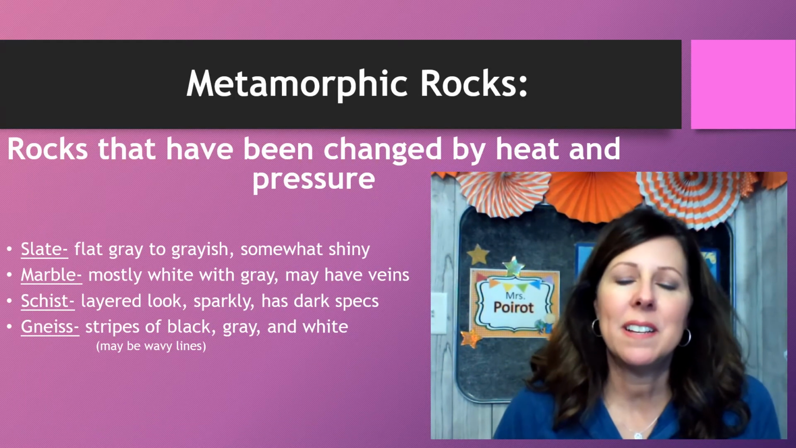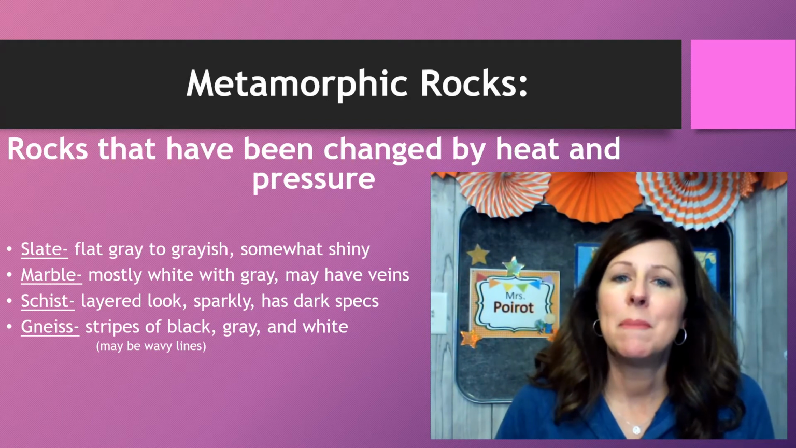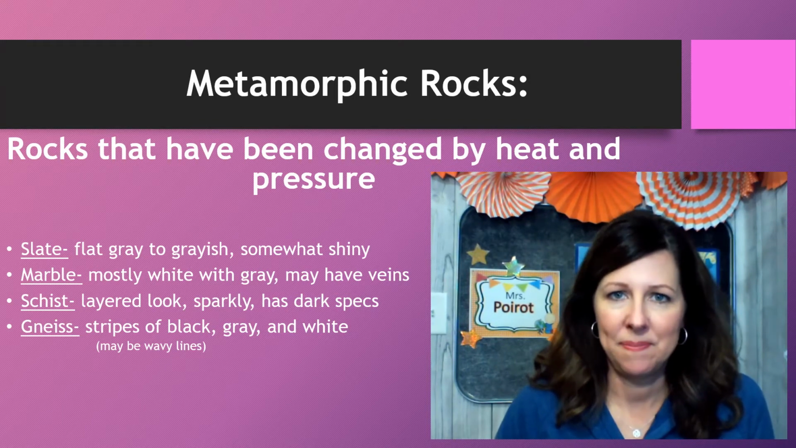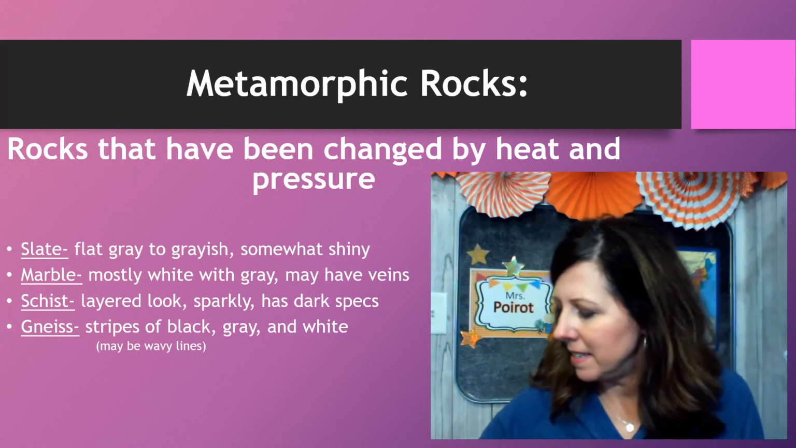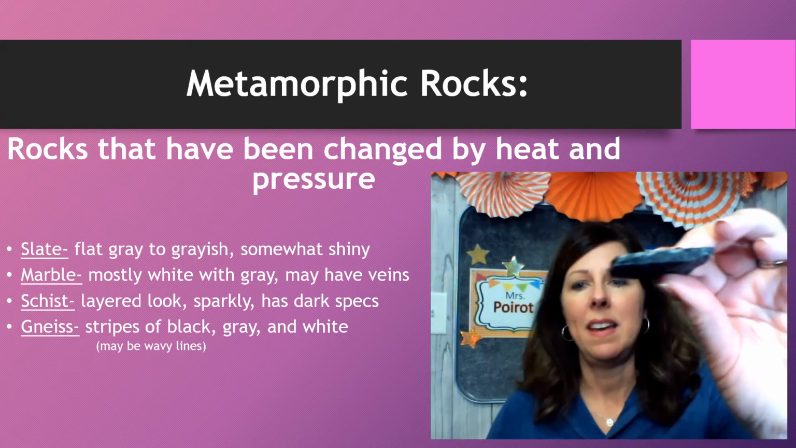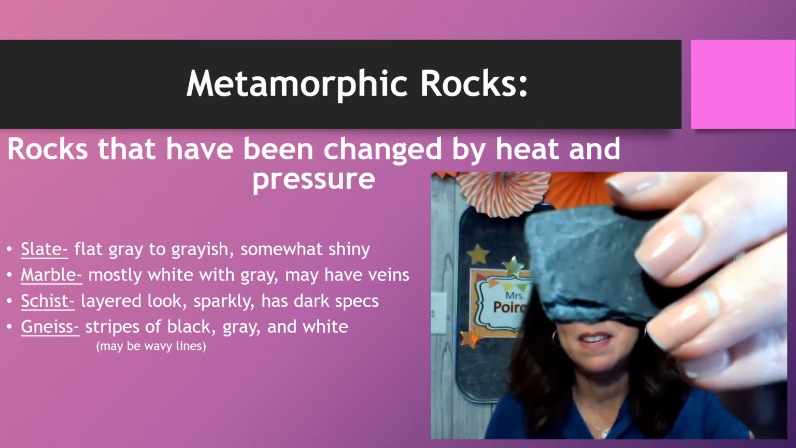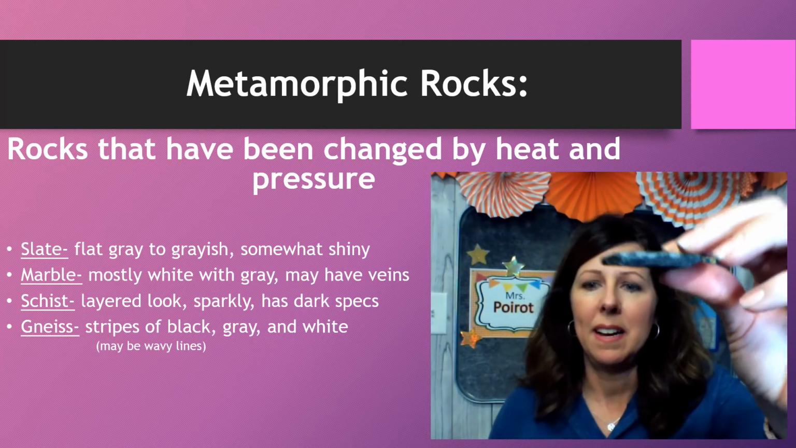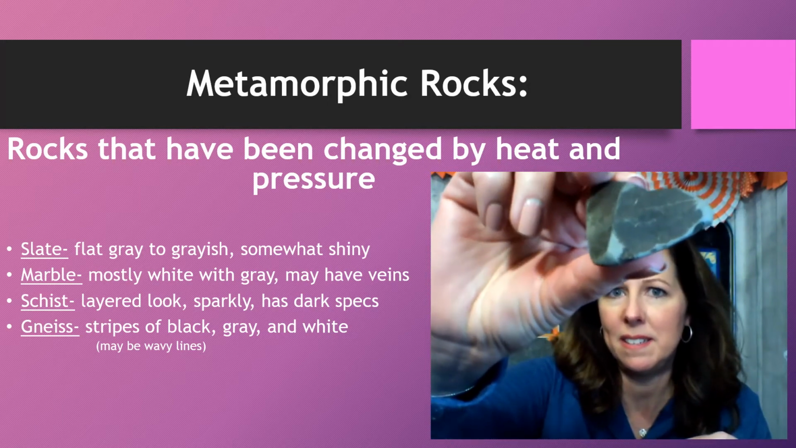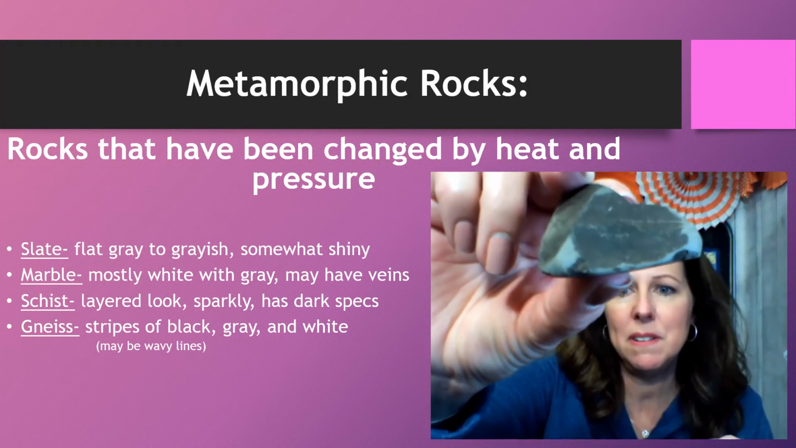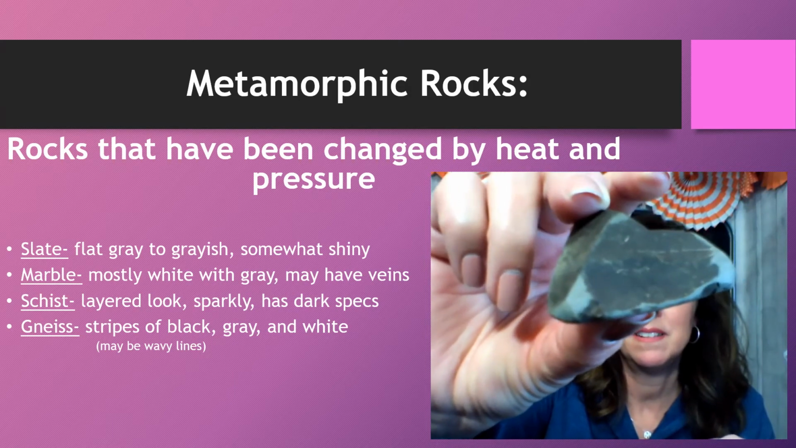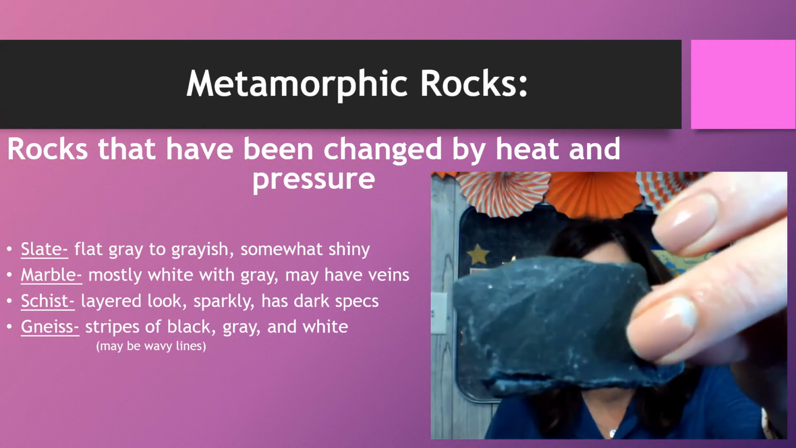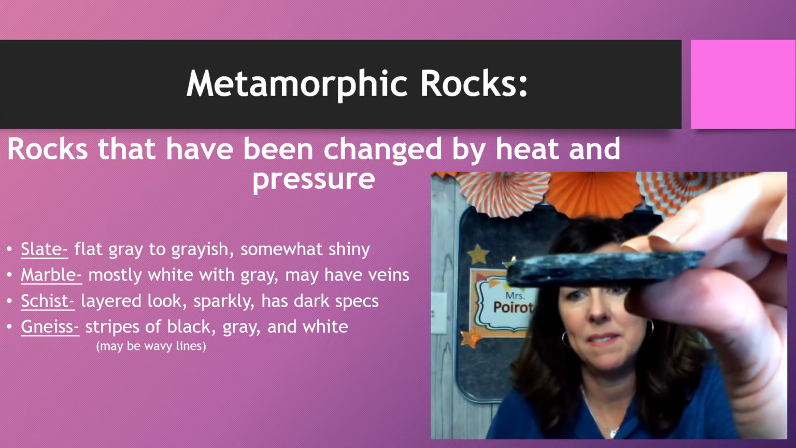So the metamorphic rocks that we're going to look at today, remember, are rocks that have been changed by heat and pressure. The first one we're going to take a look at is slate. And this is very thin, dark. And something interesting, the shale that we just looked at before, which was a sedimentary rock, if it goes through extreme heat and pressure, it's what turns into slate.